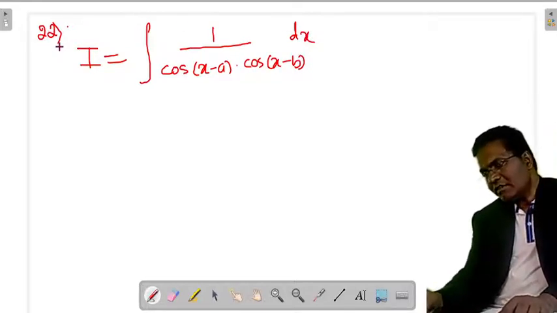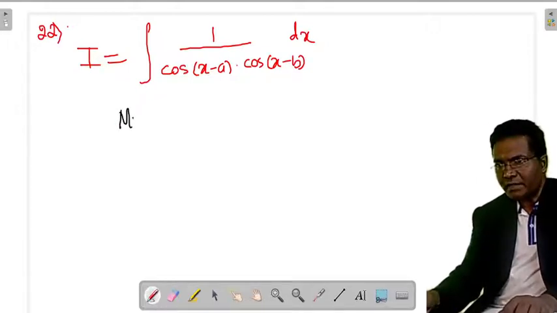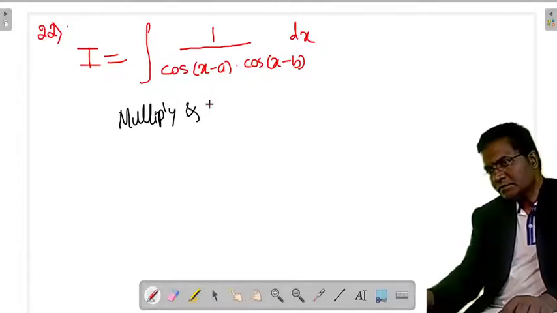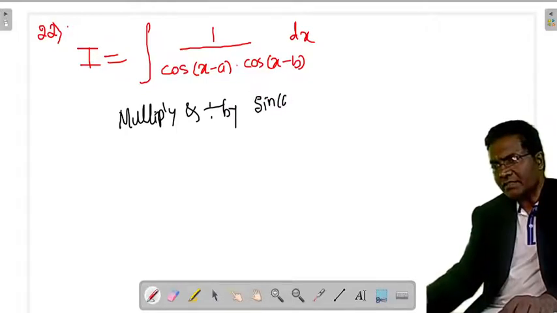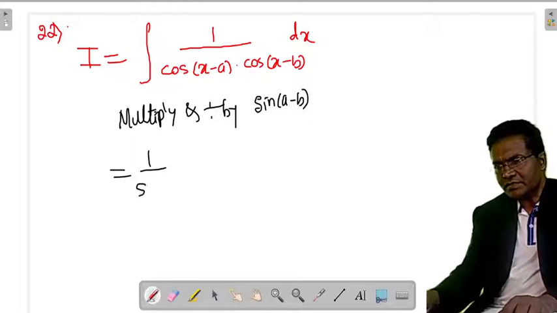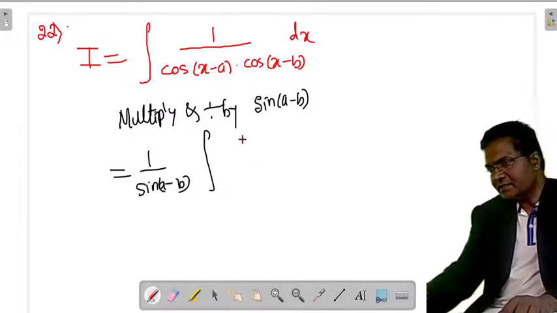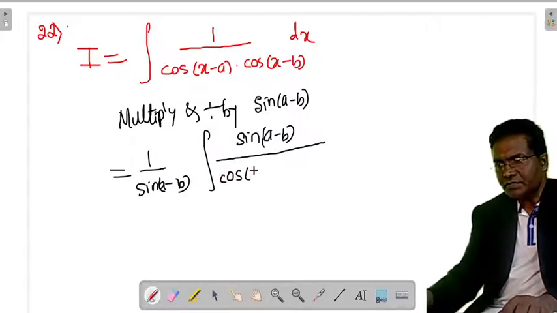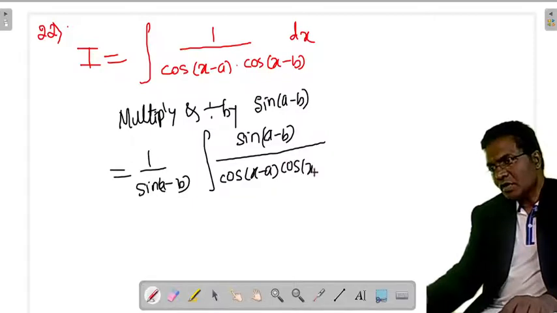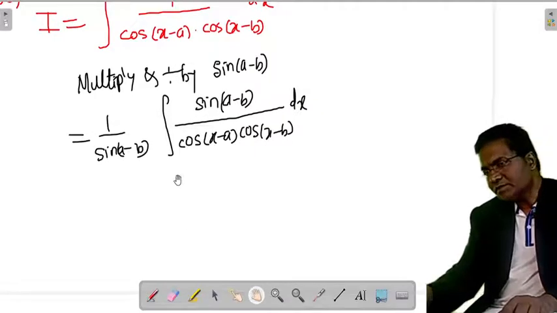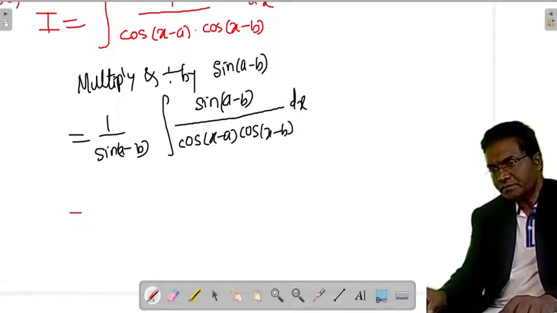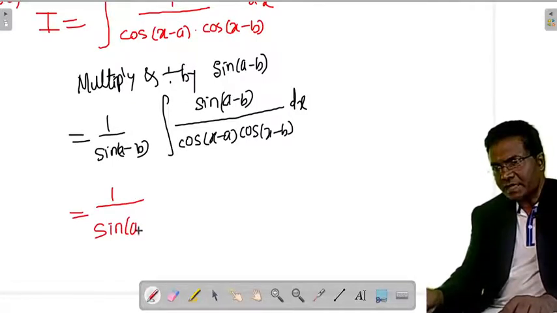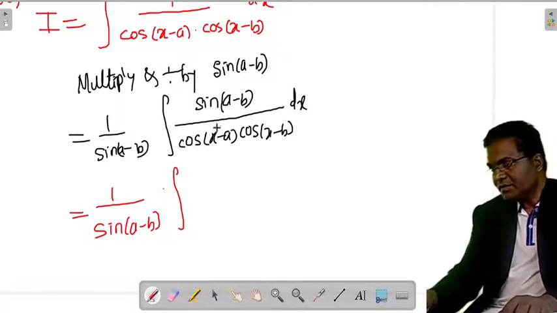Okay, so in order to evaluate this, I multiply and divide by some extra term, sine of a minus b. It's a constant. Okay, sine of a minus b I have written here. This is 1 by sine of a minus b outside, and inside the integral sine of a minus b divided by this as it is, cos of x minus a into cos of x minus b. Okay, there is a small adjustment you have to make so as to get the result. With this you can't do anything.